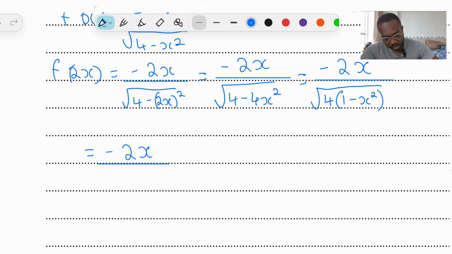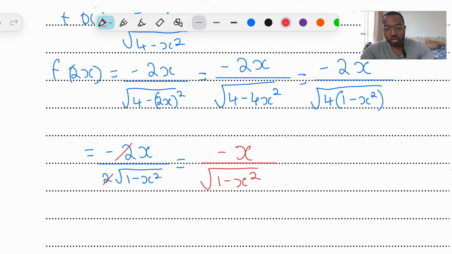The square root of 4 is just 2, so we're left with a 2. And then that would be the square root of 1 minus x squared. And then we can cancel out the 2's, because 2's cancel out here. So we're left with a minus x, and that is over the square root of 1 minus x squared, and we can leave our answer like that.